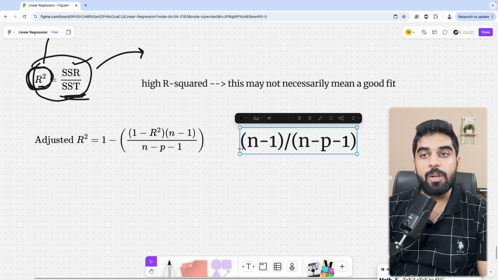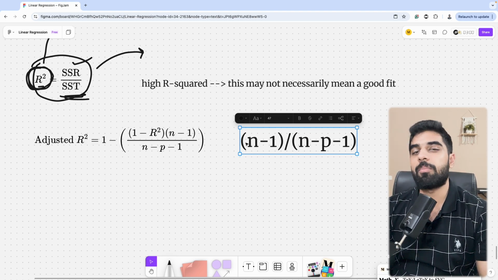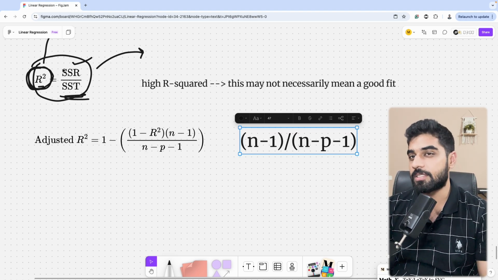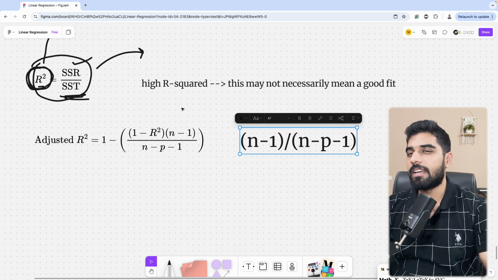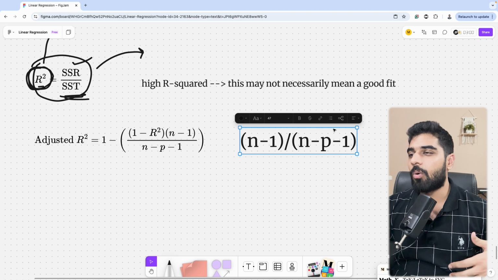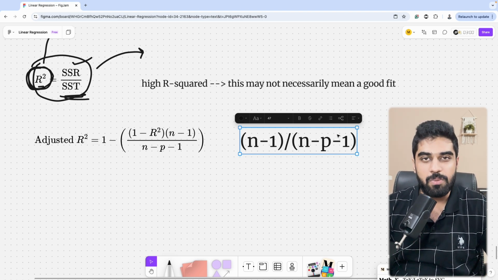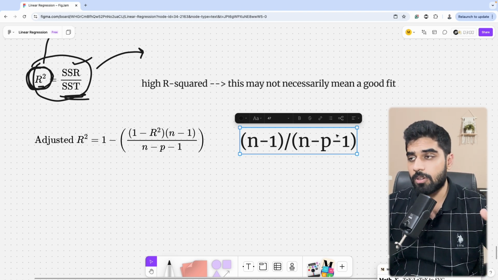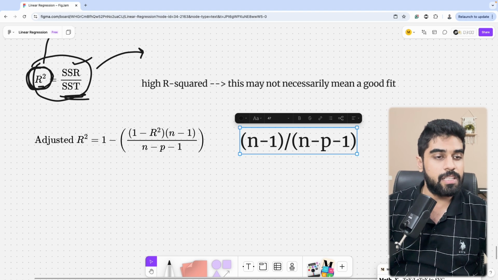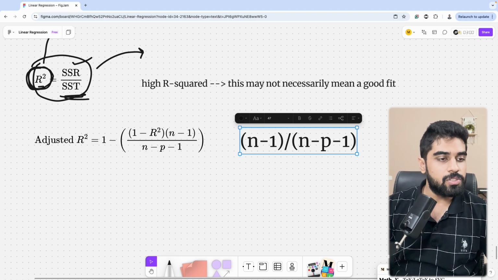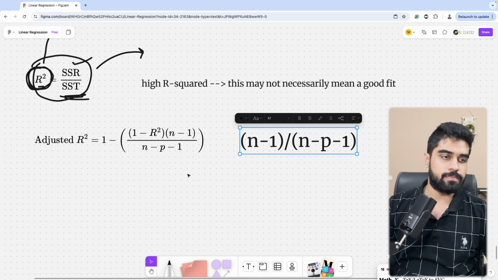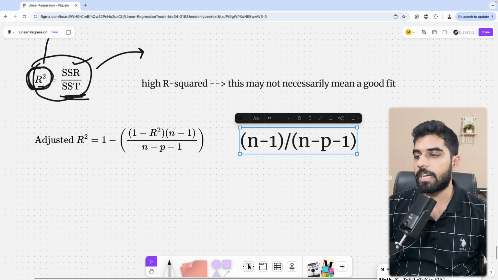I will explain why SST has n minus 1 degrees of freedom because it's very interesting, and then reason it in a similar way why SSR has n minus p minus 1 degrees of freedom. And let's also touch on what degrees of freedom essentially mean. So let's take SST. SST is the degrees of freedom in total data.